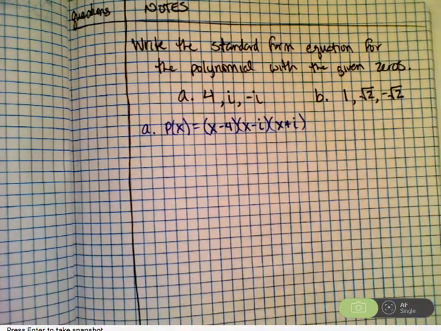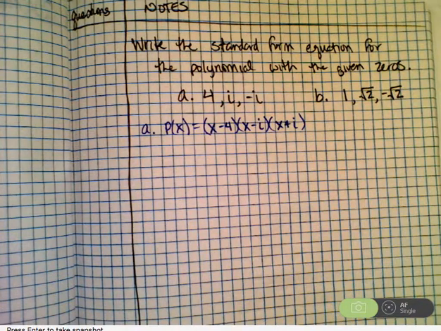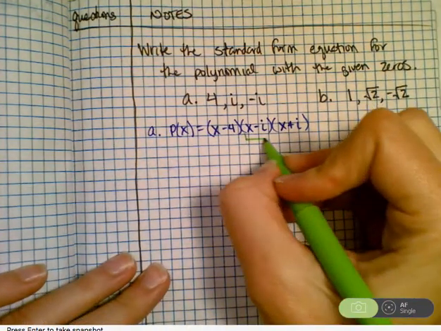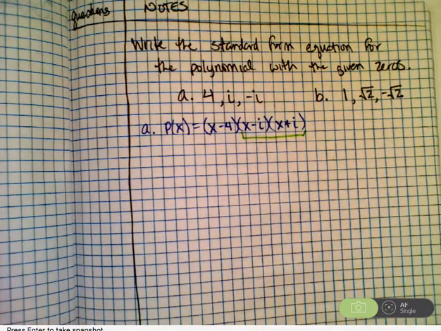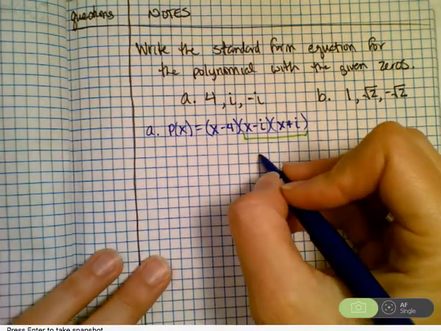So when you look at these, the key to sort of simplifying your life with these is start with the ones with the i's in them. So we're going to start by multiplying x minus i and x plus i.